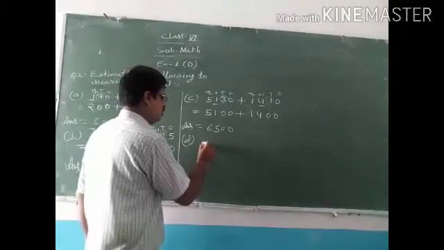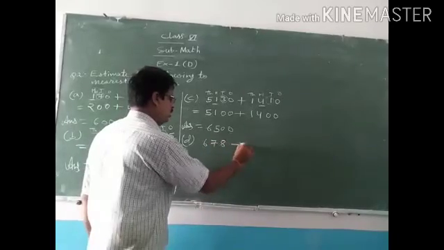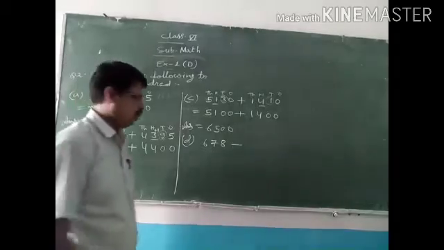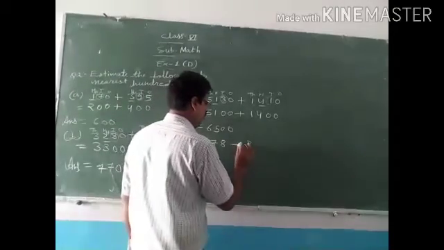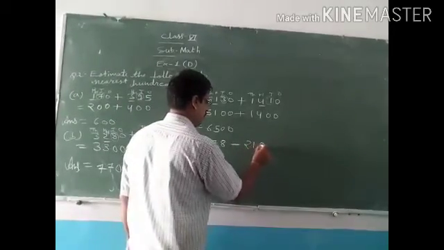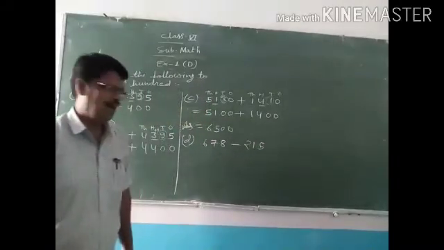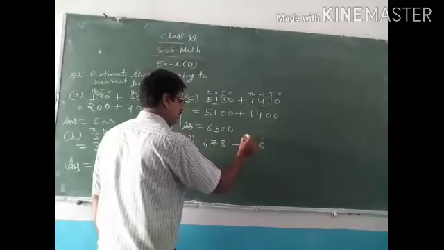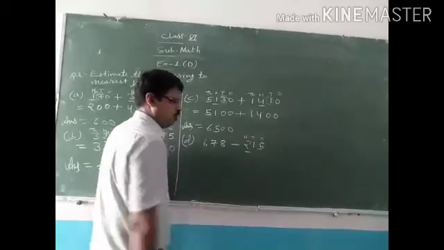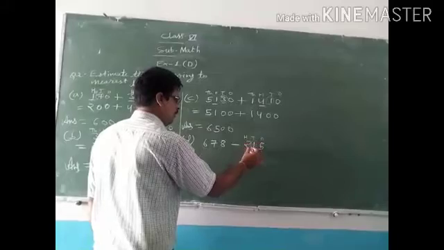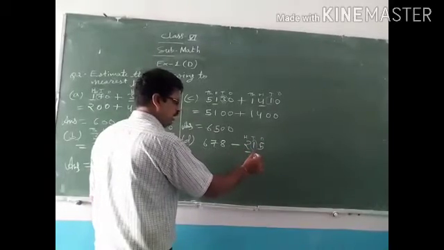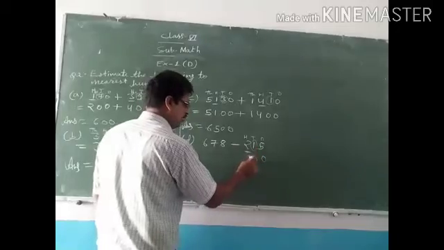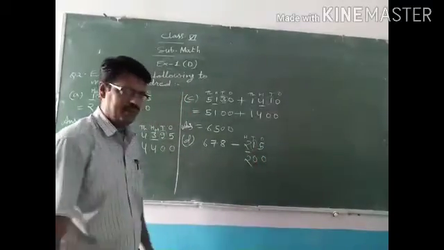678 minus 215. Okay. So look here. Same method. Ones, tens, hundreds place we have to round off. So we will observe tens place. यहाँ पे क्या है? 1, less than 5. 5 से छोटा है. It will become 0, and these two will remain the same as they are.